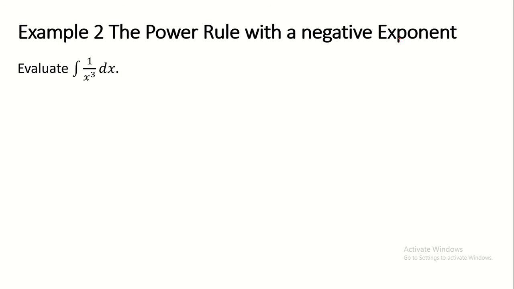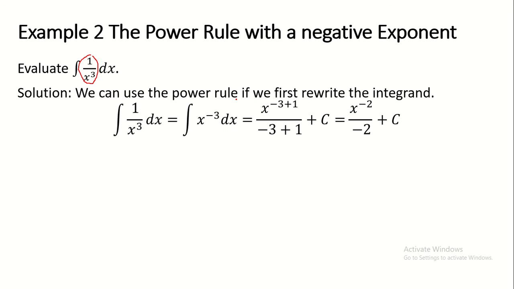The power rule with a negative exponent. Okay, so i-apply naman ngayon natin yung power rule dito sa integrand or dito sa function with a negative exponent. So let's evaluate the indefinite integral of 1 over x cubed with respect to x. So for our solution, we can use the power rule if we first rewrite the integrand. So ang integrand natin dyan ay yung 1 over x cubed. Okay? So paano natin yan i-rewrite? So remember, sa mga previous discussions natin, kaya natin ilalagay yung expression dyan sa denominator kasi meron siyang negative na exponent. So yung 1 over x cubed is equivalent to x raised to negative 3.